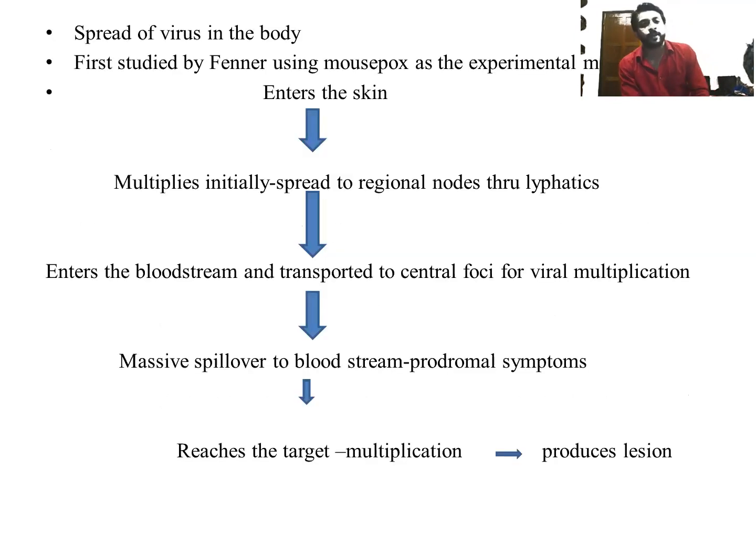Spread of virus in the body was first studied by Fenner using mousepox as an experimental model. When the virus enters the skin, it multiplies initially and spreads to regional nodes through lymphatics. It enters the bloodstream and is transported to central foci for viral multiplication. Masses spill over to the bloodstream. Prodromal symptoms appear as the virus reaches the target site of multiplication and produces the lesion.